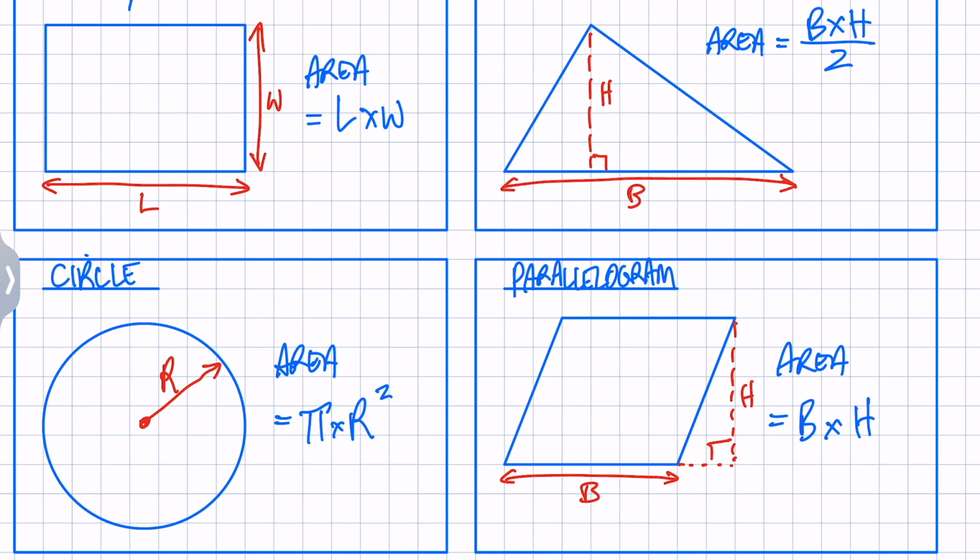Get the circle down, please. The area of a circle is pi times by the radius squared. So all you need to know about the circle is the distance from the middle to the edge, the radius.